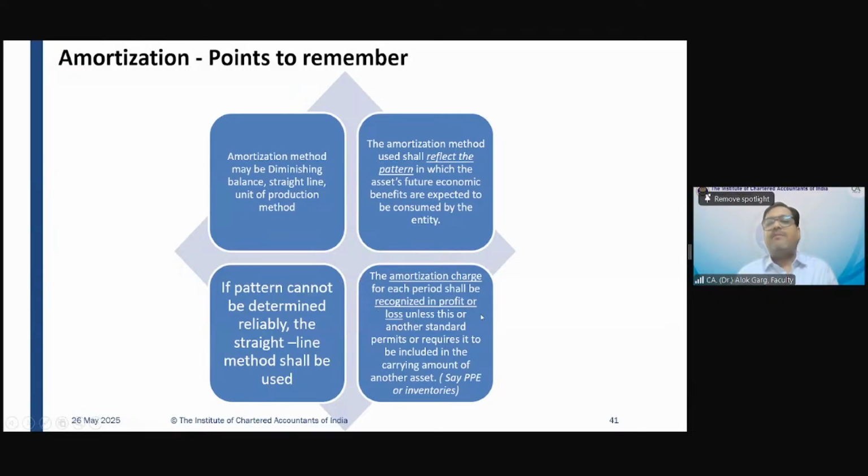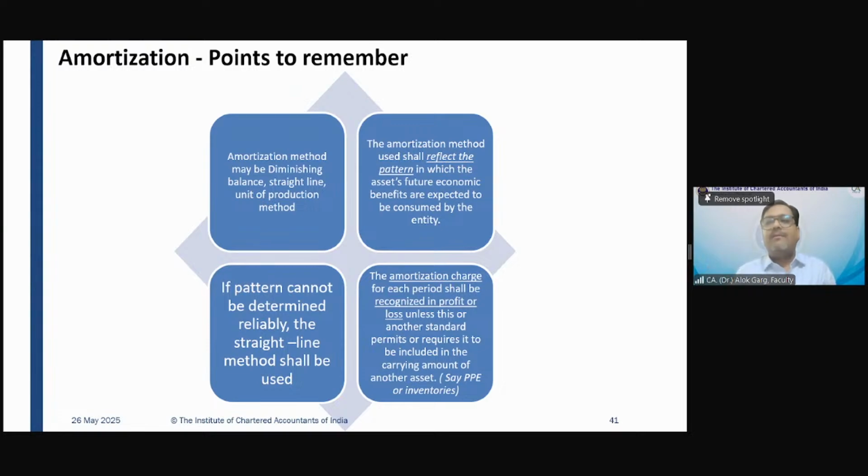If the pattern cannot be determined reliably, the straight line method is required to be used. Amortization charge for each period shall be recognized in P&L unless this or another standard requires it to be included in the carrying amount of another asset. For example, if software is used for the development of another asset, the amortization of the software for that period will be taken to the cost of that asset, not to the P&L.